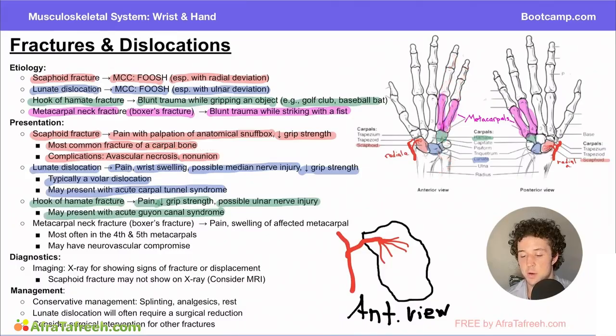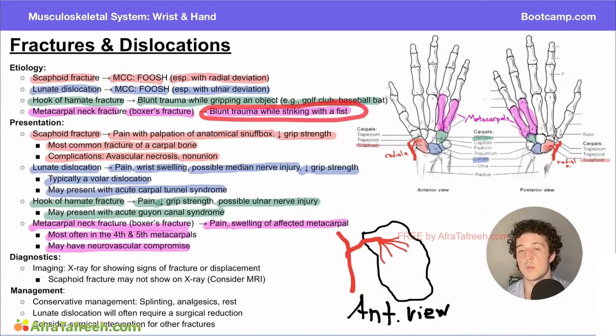And finally, the metacarpal neck fracture or boxer's fracture will of course have pain and swelling of the affected metacarpal. Remember, this is the only injury that we're talking about that is not of a carpal bone, but rather the metacarpal bones. As I mentioned, this is most often in the 4th and 5th metacarpals, so your ring finger and pinky finger, and of course there can be neurovascular compromise if a nerve or artery is severed in the process. This is a little easy to distinguish from others because it's not in our carpal bone area, and it is very classically caused by striking with a fist.